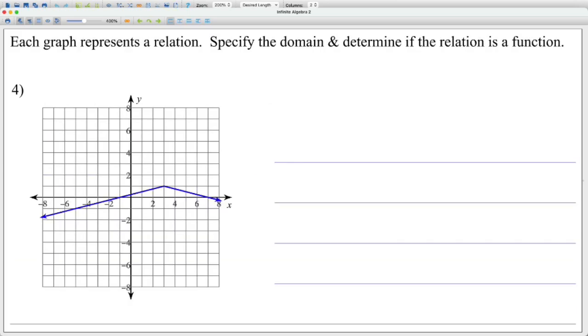This is different now. How in the world do we do this one? First of all, you know how to determine if it's a function. Is it a function? Yes, it's a function because of what test? What test do we do on this? The vertical line test. The up and down line. The vertical line test says that yes, it's a function.